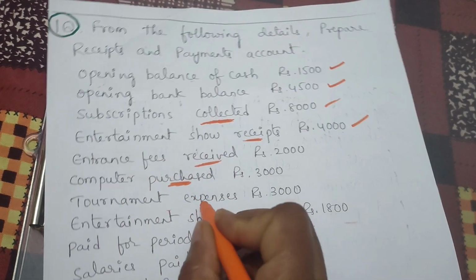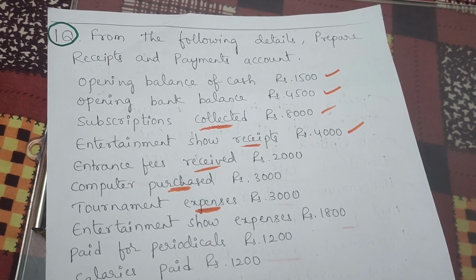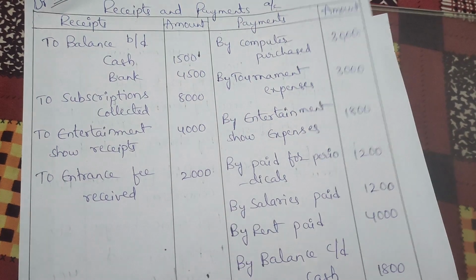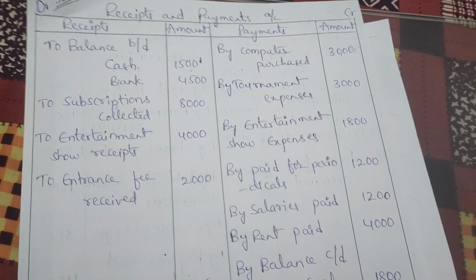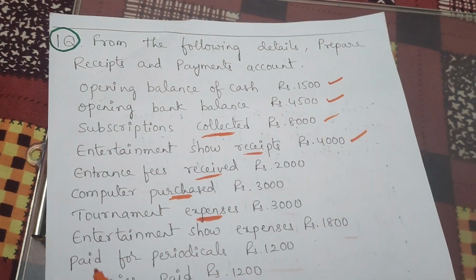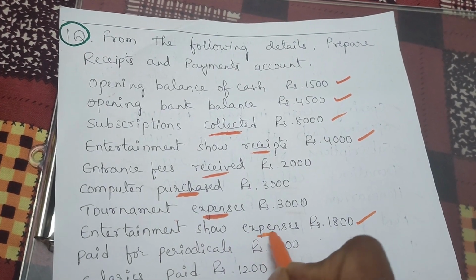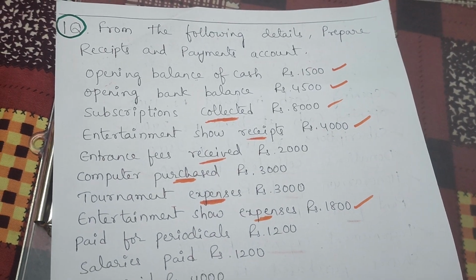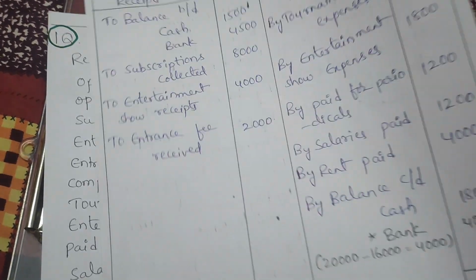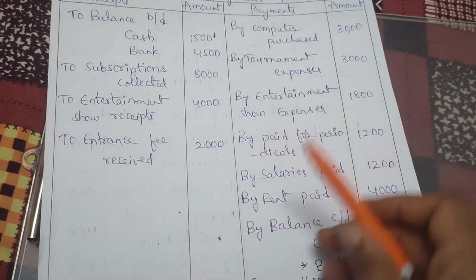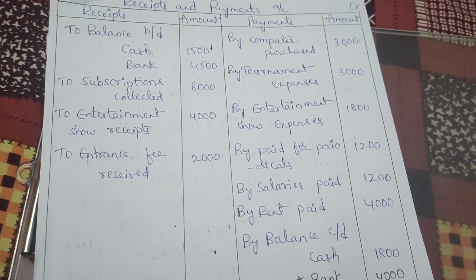Tournament expenses. Expenses mean payments. So payments we should always record under credit. So by tournament expenses 3,000 rupees. Next, entertainment show expenses. Expenses we always record under payments only. So this also we have to record under payments only. Let us write under payments. Entertainment show expenses 1,800. Okay.